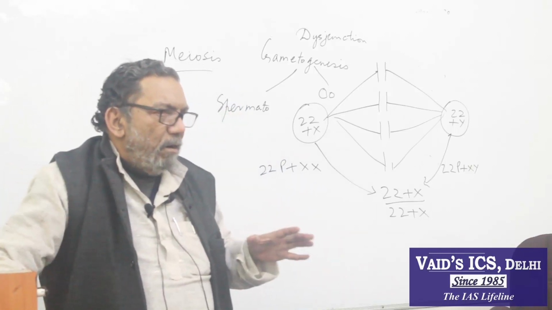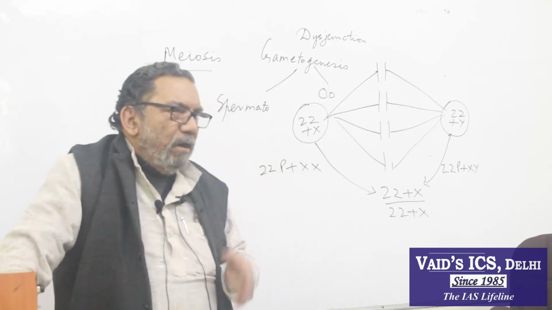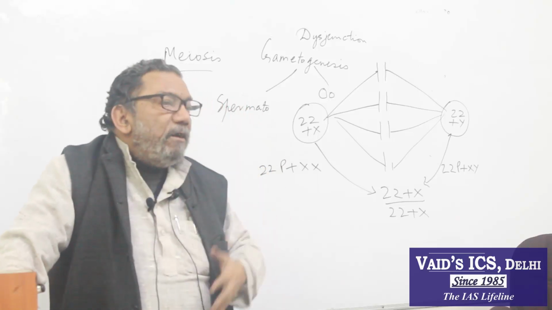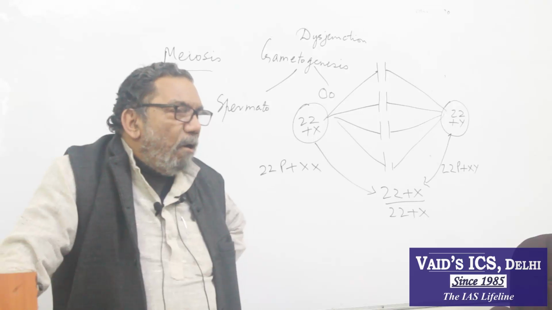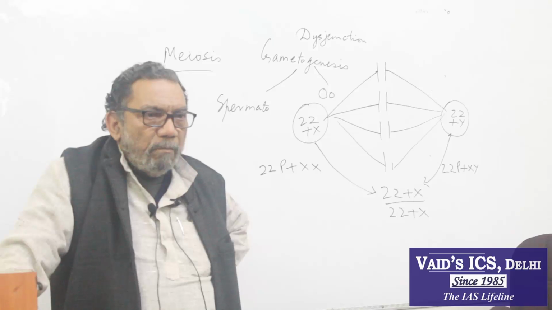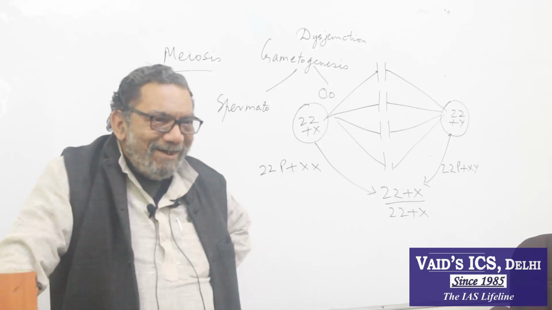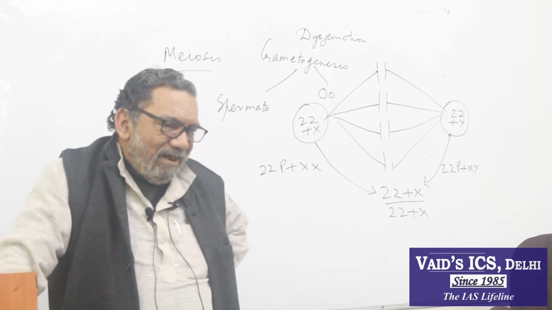That means the probability of being a male or a female, a son or a daughter, is almost 50-50. I didn't say 50-50, I said almost 50-50. Why almost? Remember?